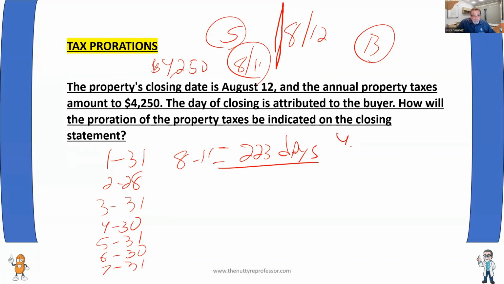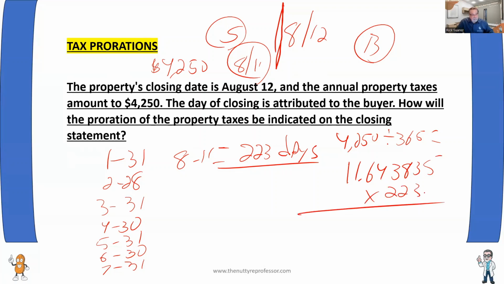Okay. Now, what do we need to do? We need to divide 42.50 by 365 days, because it's the taxes, so it's the entire year. So 42.50 divided by 365. And again, you're going to get a long number. It's going to be 11.643835. And you're going to multiply that times 223. So times 223. We get a total of 2,596 with 58 cents. Right?